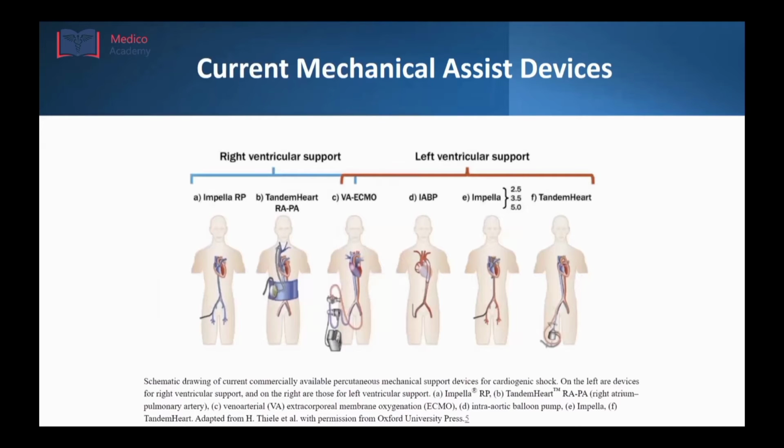You can also classify the current mechanical assist devices into devices that support the right ventricle or ones that support the left ventricle. So the ones that support the right ventricle are the impeller RP, the tandem heart, which is the RA to PA, and the ECMO, which is the veno-arterial ECMO. The left ventricular support devices are again the ECMO, the intra-aortic balloon pump, the impeller, which is found in about 3 types, depending upon the liters of cardiac output that it's able to generate, and then the tandem heart.